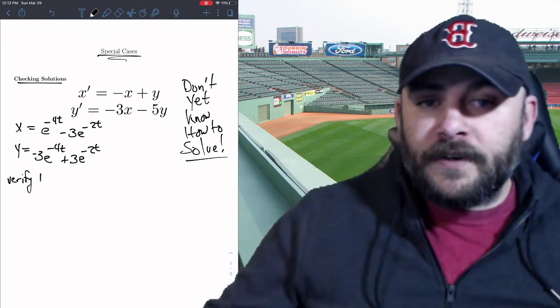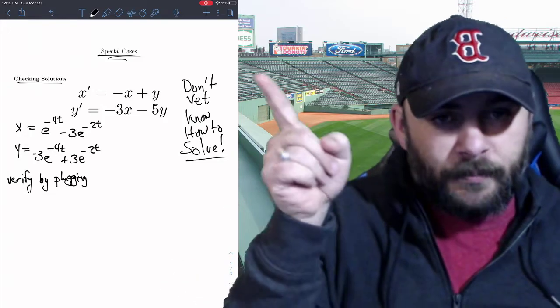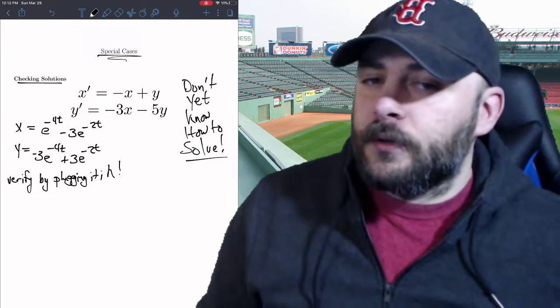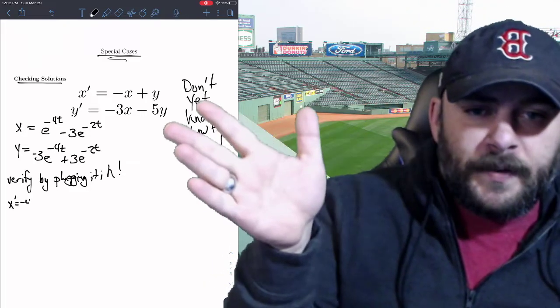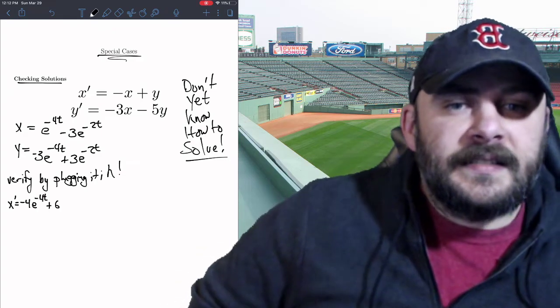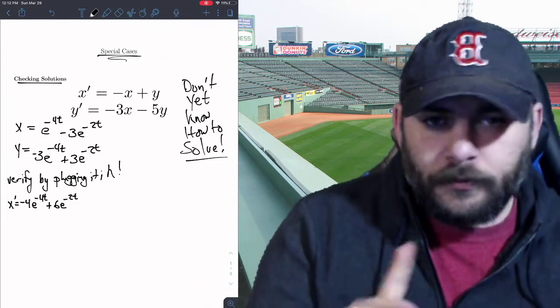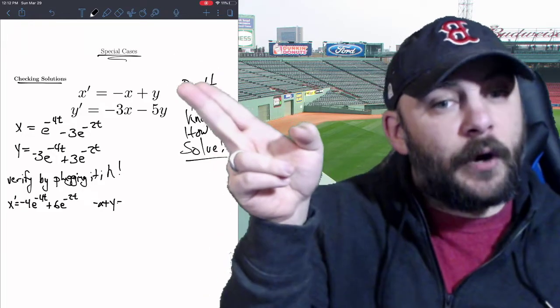So first things first, to verify, take the expression I gave you for x, take its derivative, because we're going to plug it in to this very first equation right here. If we take the derivative of these exponential functions, we have negative 4e to the negative 4t plus 6e to the negative 2t. I've done all the respective work. Now, don't write an equal sign right now. Write down negative x plus y, because that's what x prime is supposed to be.